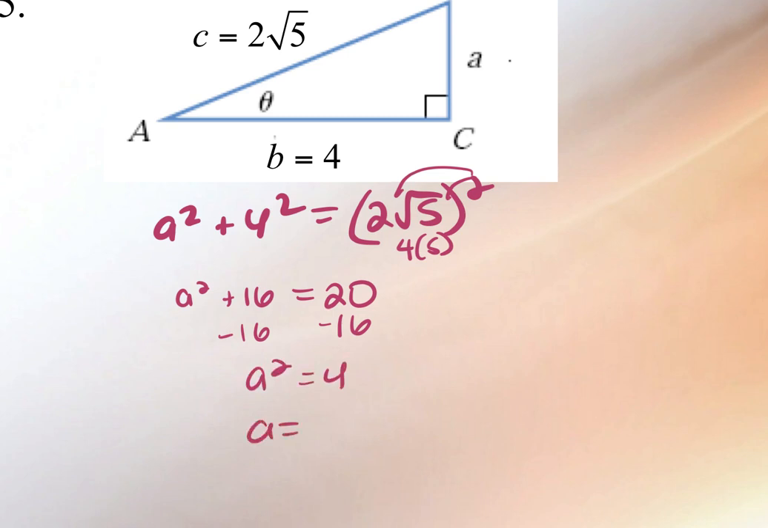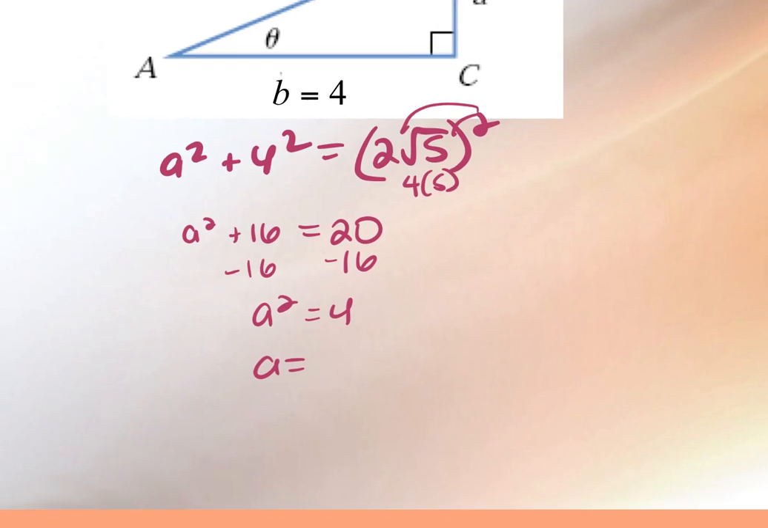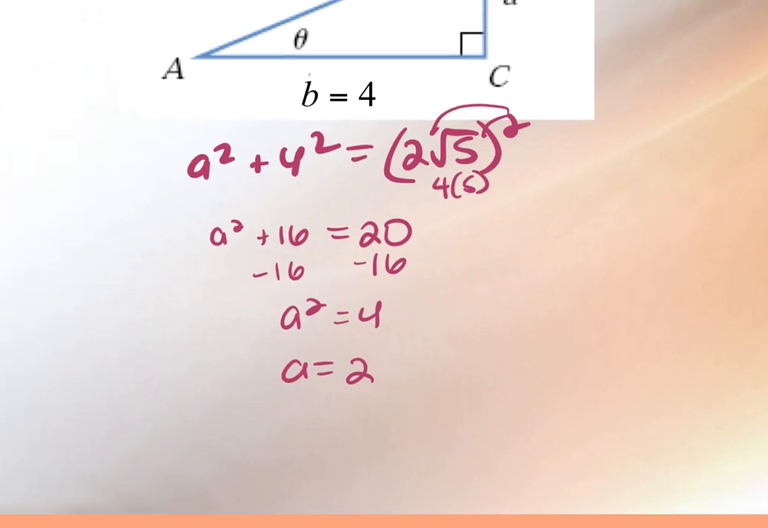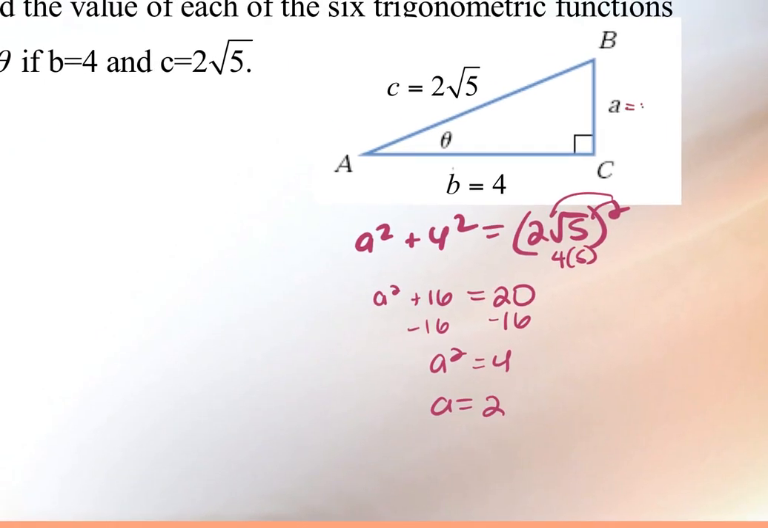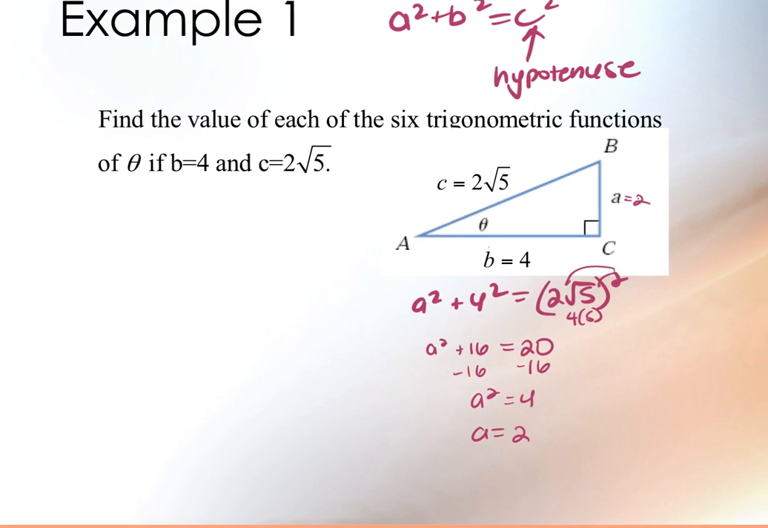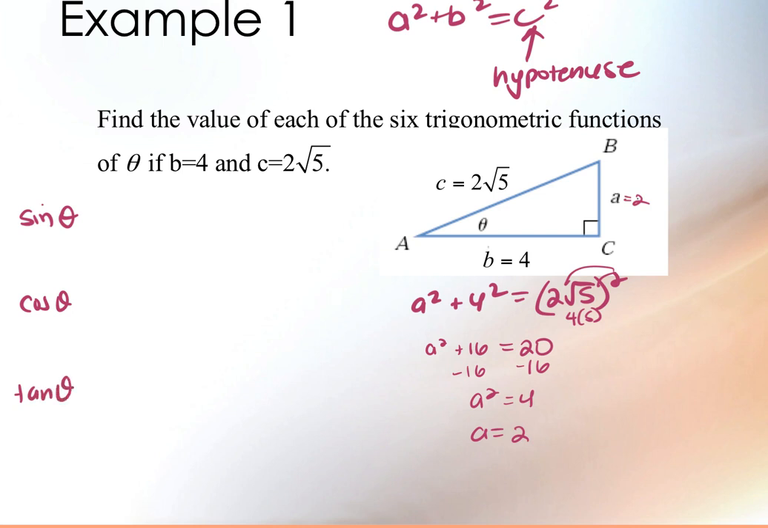Now, if this was just an algebraic equation, what would be my answer? Plus or minus 2. But because this is a triangle with a side length, it would be what? 2. Just 2. All right, now I find sine theta, cosine theta, tan theta, cosecant theta, secant theta, and cotangent theta.